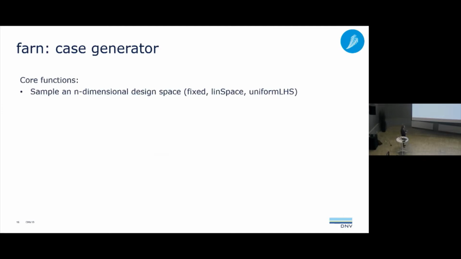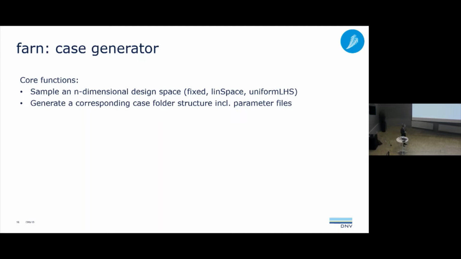The core functions are to sample an n-dimensional space. We have currently 3 sampling algorithms implemented, which is fixed, so you would only give certain distinct values a variable can take, then linearly spaced and uniform Latin hypercube sampling, and the LHS then gives you the ability to vary multiple degrees of freedom, multiple variables at a time, which is quite good stuff.